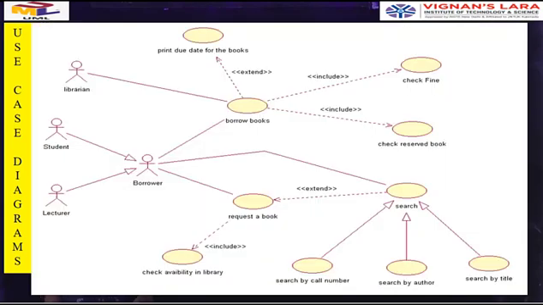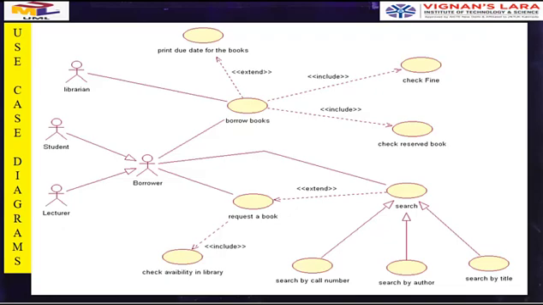See this example: print due date for the books. Extend due date will not be repeated information, so for that we write an extends relationship. Include check fine for every book borrower: for every borrower you have to check whether that person has a fine or not. Checking response books. This is one system. You have to represent a library management system.